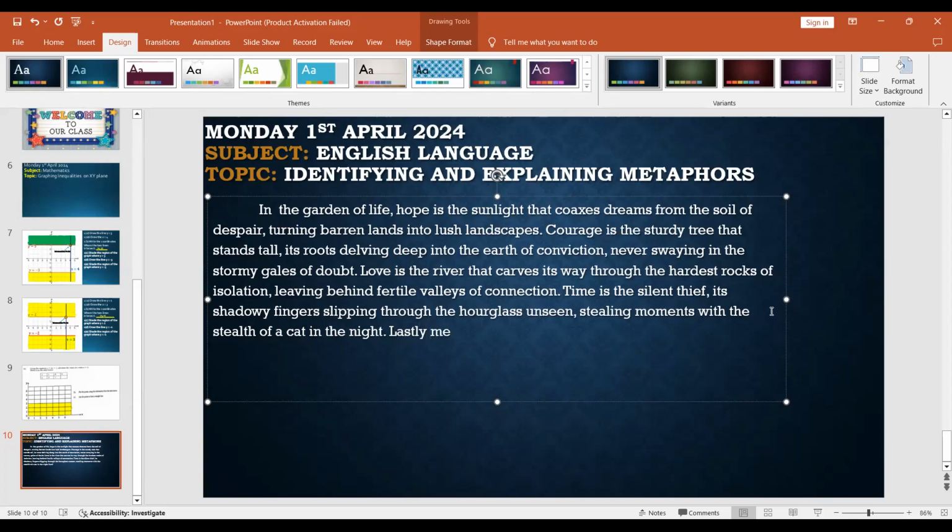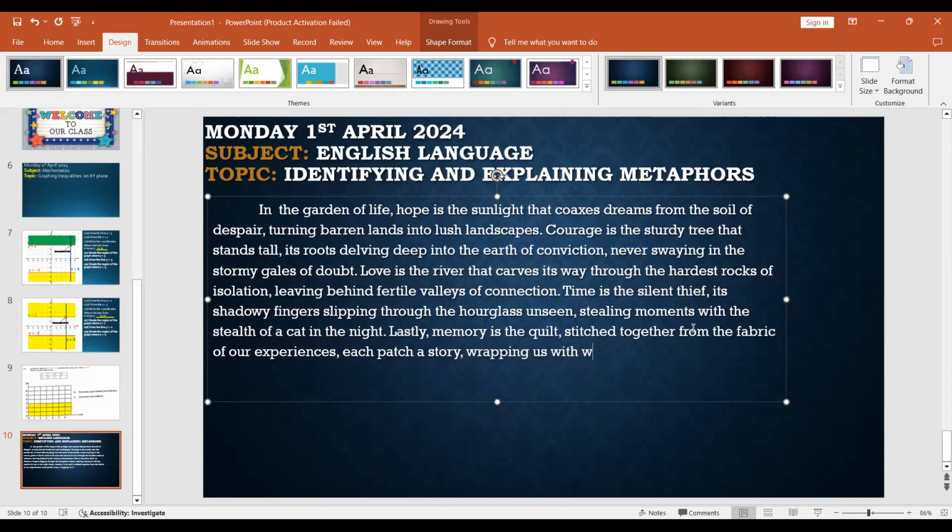Lastly, memory. Memory is the quilt stitched together from the fabric of our experiences, each patch a story, wrapping us with the warmth of our own history.